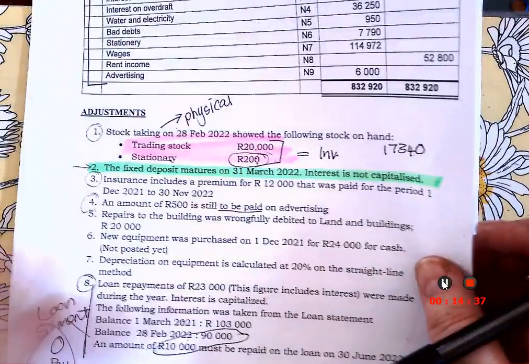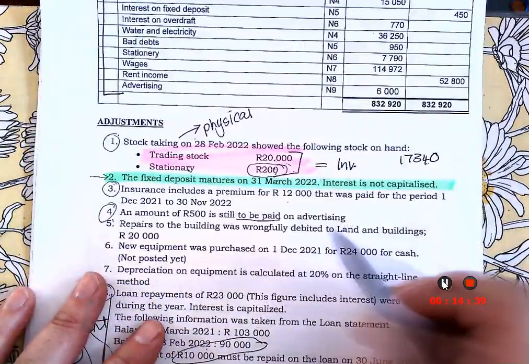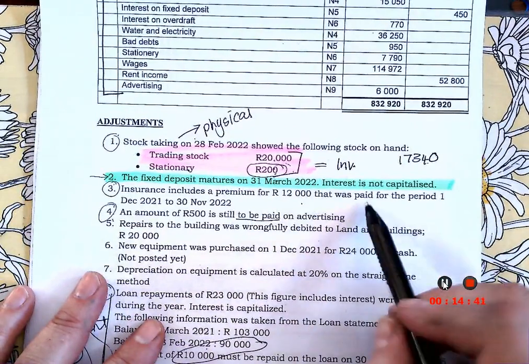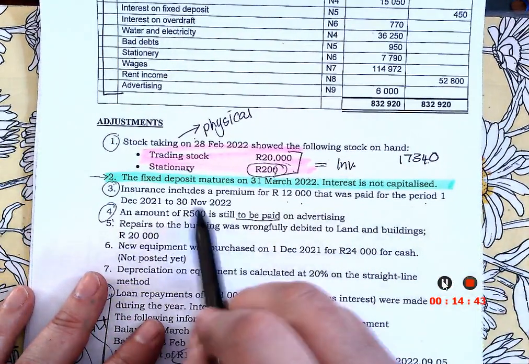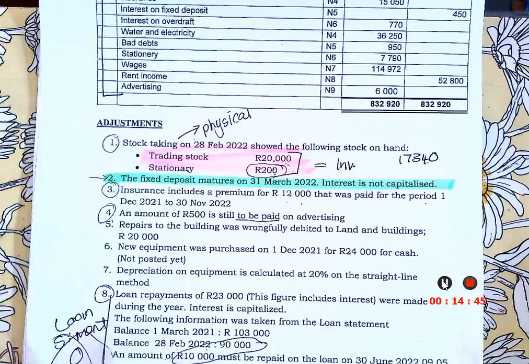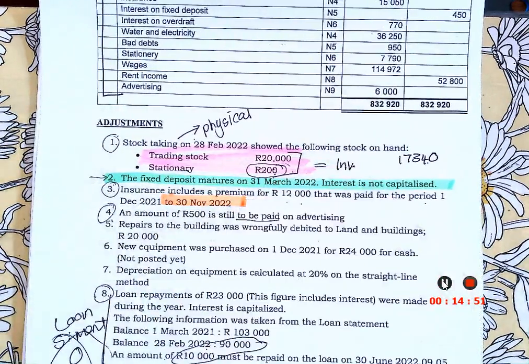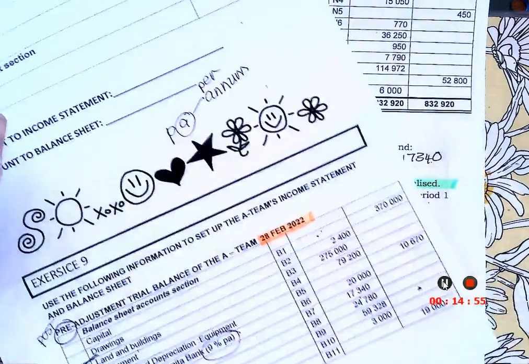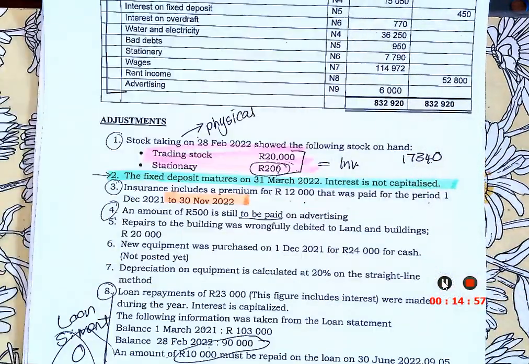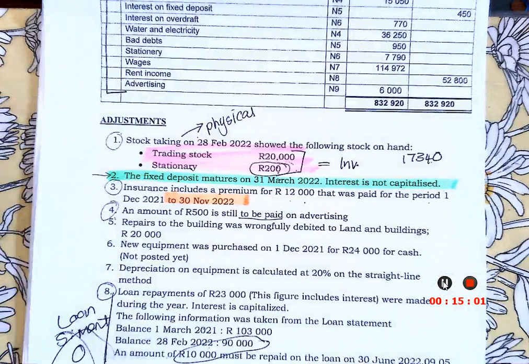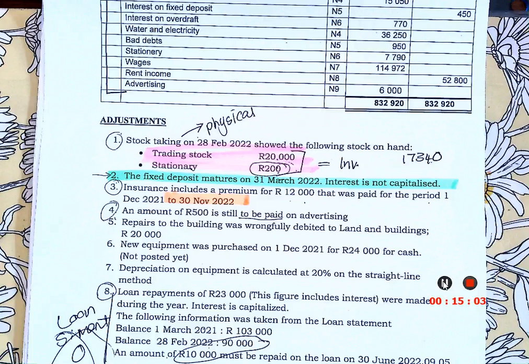Insurance includes a premium for 12,000 that was paid for the period December to November. So the first thing you see here is that this is 30 November, and my year ends 28 February. So what do you see immediately? There's a prepaid expense. I've already paid for next year. So now let's calculate that.